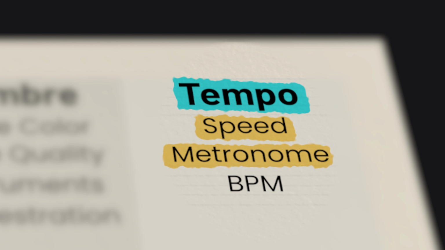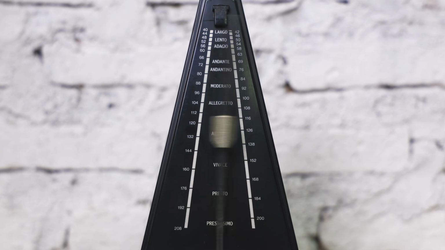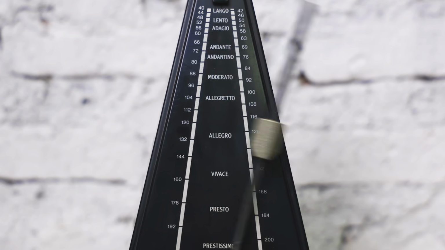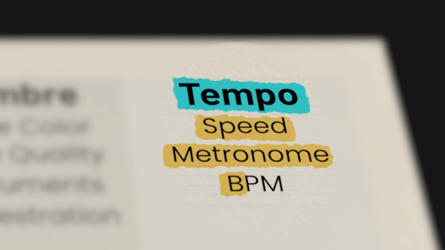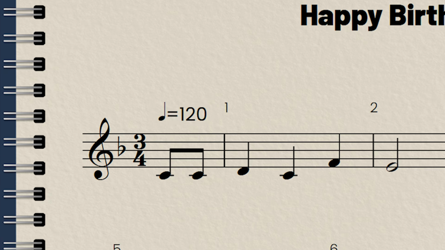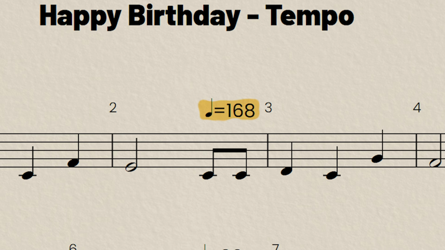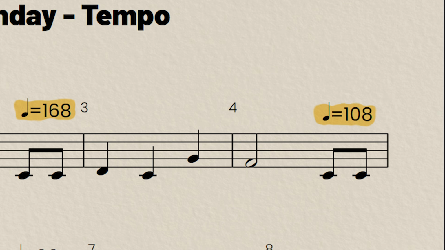In the second method, with the invention of the metronome in the early 19th century, composers were able to specify the exact, rather than relative, tempo for their works. This precise tempo is indicated in beats per minute units, such as 120 beats per minute, 168 beats per minute, and so on. Now listen to this performance of Happy Birthday using various tempos.